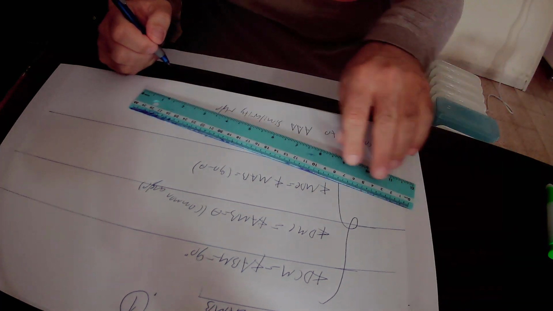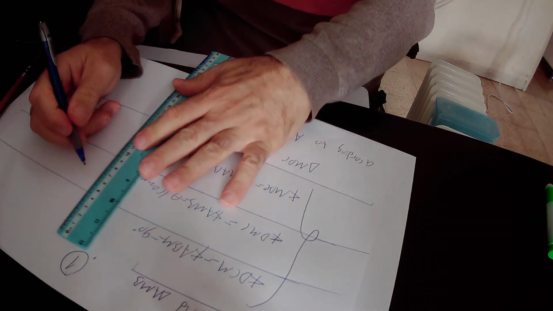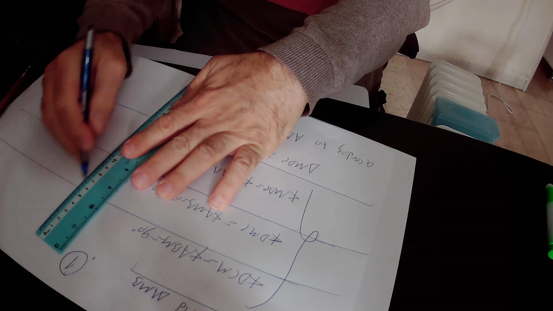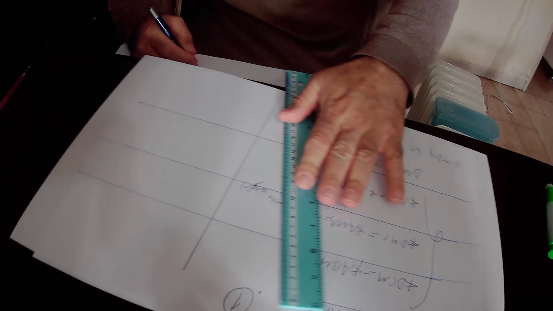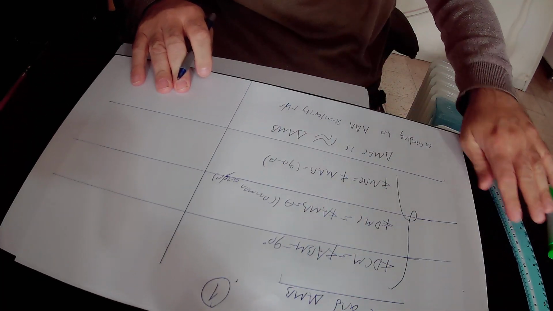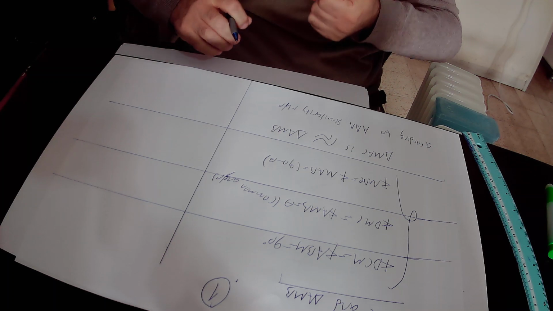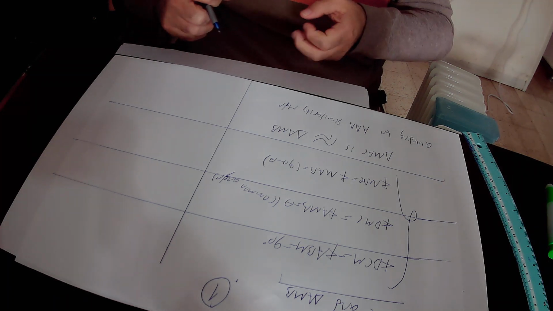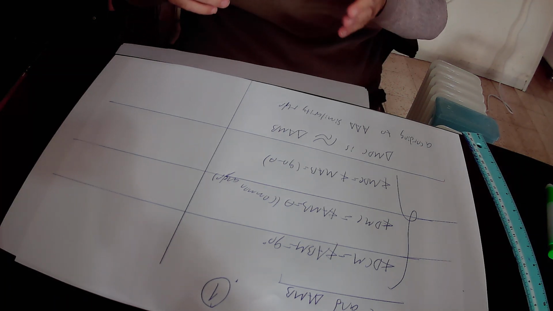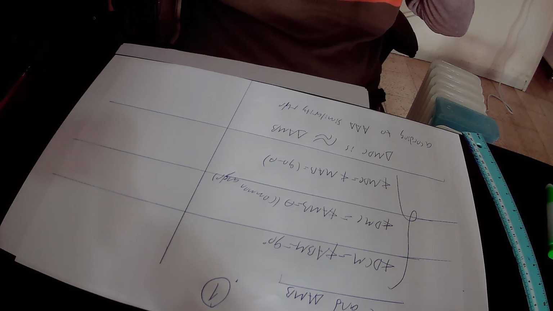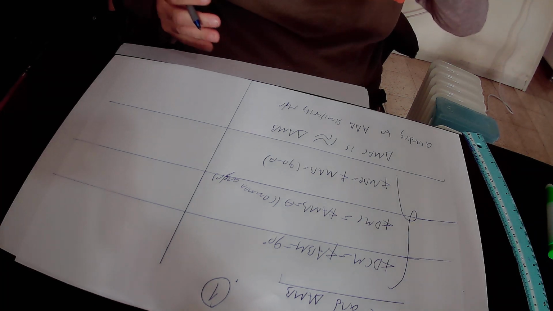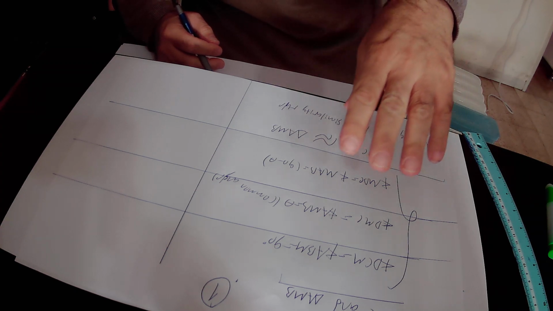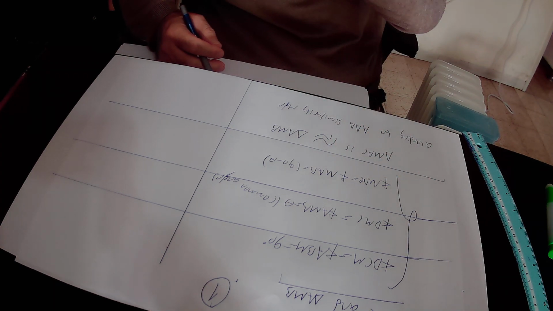So what is the angle similarity rule? The angle similarity rule is that if you prove that all the angles in one triangle are correspondingly equal to all the angles in another triangle, then you have proved that the two triangles are similar to each other according to the angle similarity rule, exactly as we proved on our two triangles.